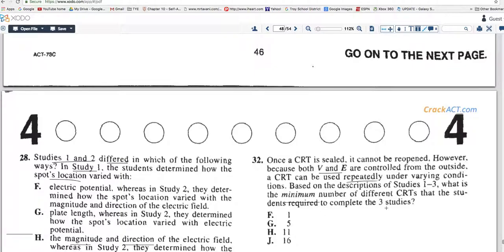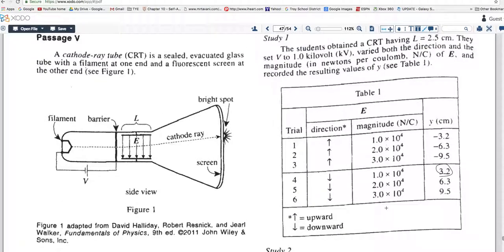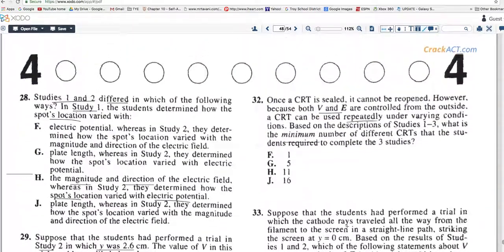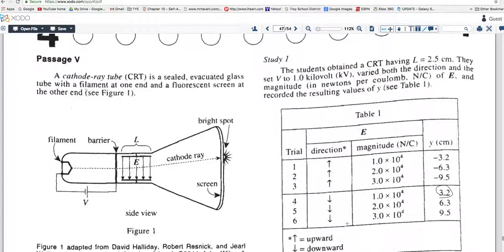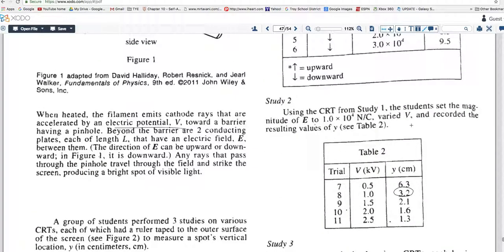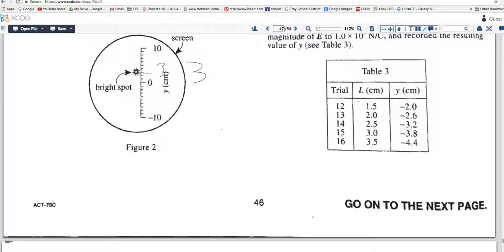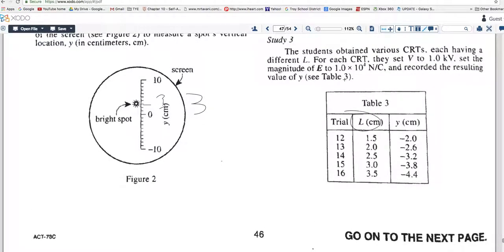Okay, so let's start from the first one. For V and E, we can manipulate from the outside. So what's being manipulated? What are we doing here? We're changing magnitude, which is what? E. Okay, so for this one, we're controlling the CRT from the outside. For here, what's being manipulated? V again, so we're controlling it from the outside. Here, what's being manipulated? L. So we need to open up the CRT to manipulate this one.